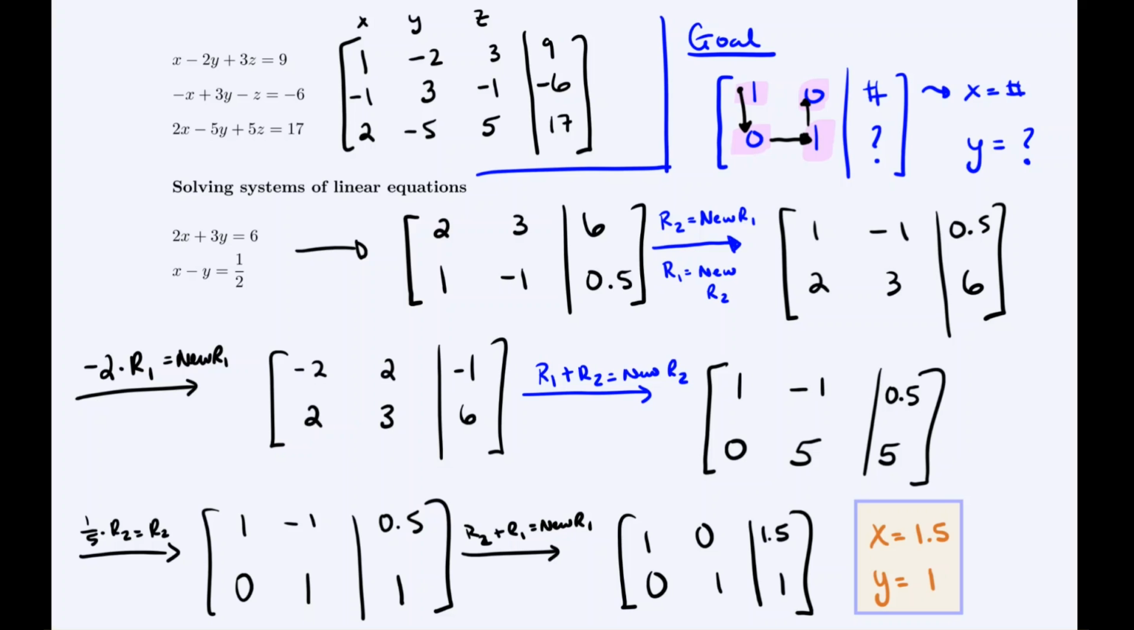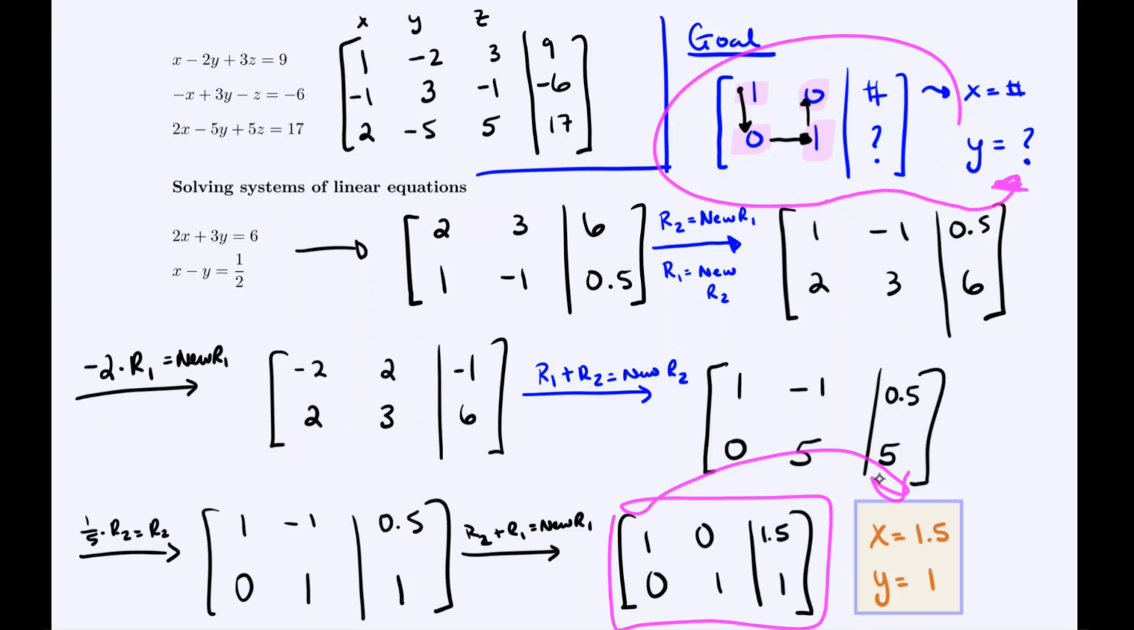So in this case, our goal is to get it to look exactly like this, because once it looks like this, we can extrapolate our answers because it's literally isolated. This is what x is equal to, this is what y is equal to. We worked till we got that, and then we translated what our answer would be from there.